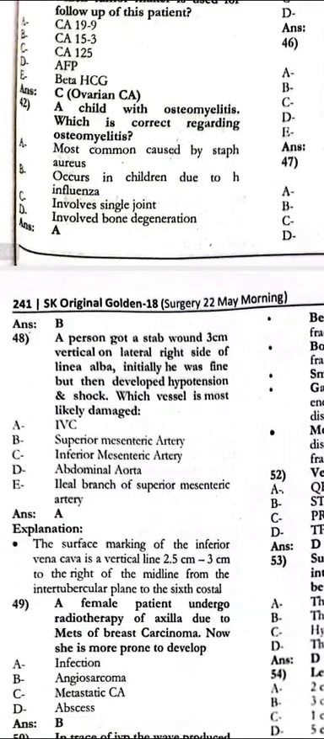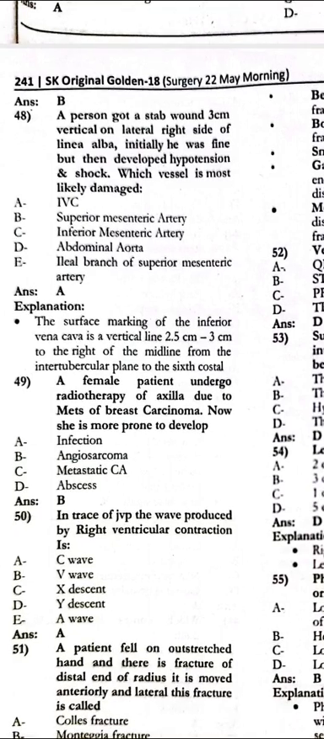The person got a stab wound 3 cm vertical on the lateral right side of the linea alba. Initially he was fine, but then developed hypotension and shock. Which vessel is most likely damaged? That is the IVC.